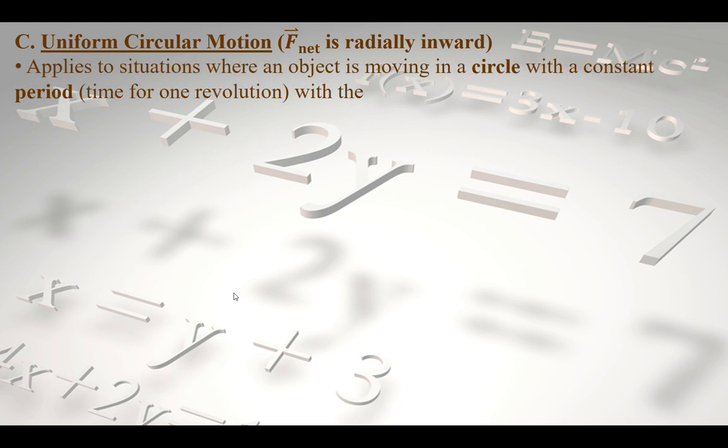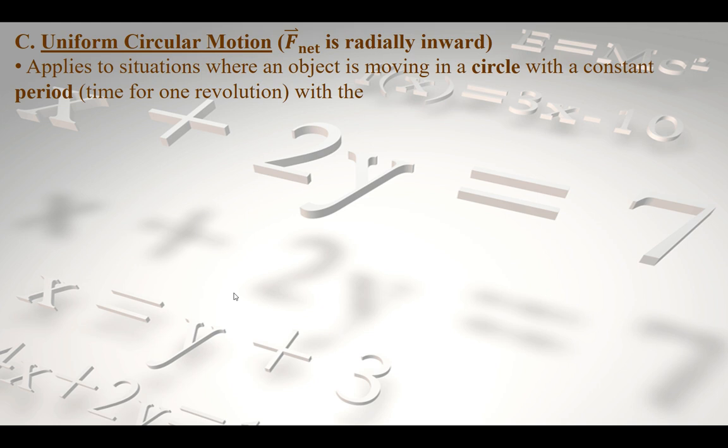In terms of when this physics principle applies, and we're actually going to use this later on in the magnetism unit. Again, not totally clear what this has to do with magnets, but you'll see. This applies to situations where, first of all, objects are moving in a circle with a constant period. A period is the time it takes to go through one revolution, just the time it takes to go around the circle one time. And the word uniform means that that period has to be constant.